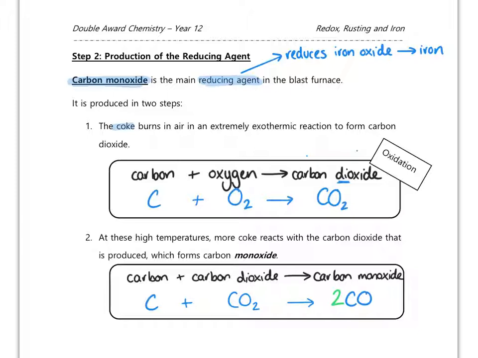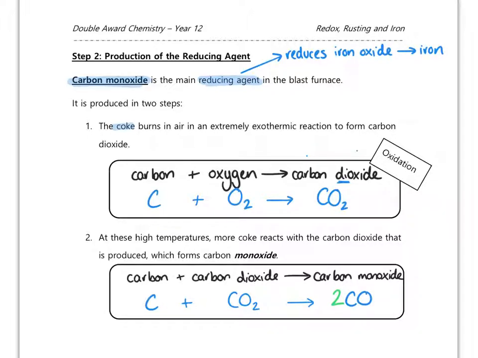So remember that carbon monoxide is the main reducing agent, but we don't just put carbon monoxide into the blast furnace. It's actually a very toxic, poisonous gas that binds irreversibly to your red blood cells and can cause suffocation because it takes the place of oxygen in your red blood cells. So we don't want to be dealing with carbon monoxide directly.